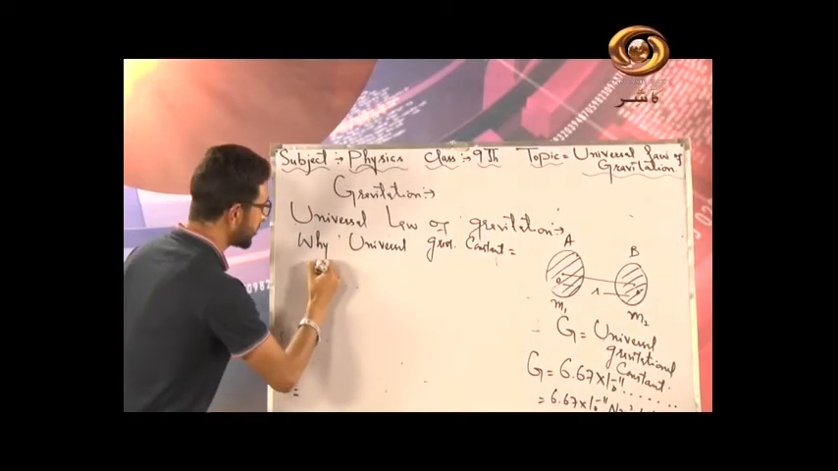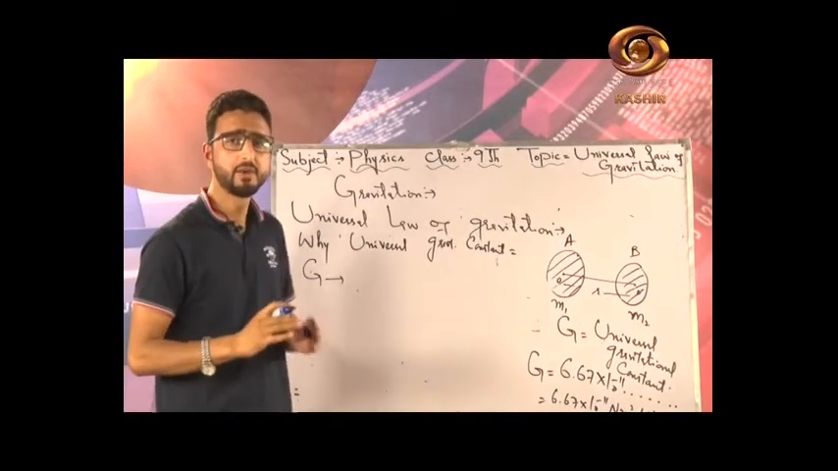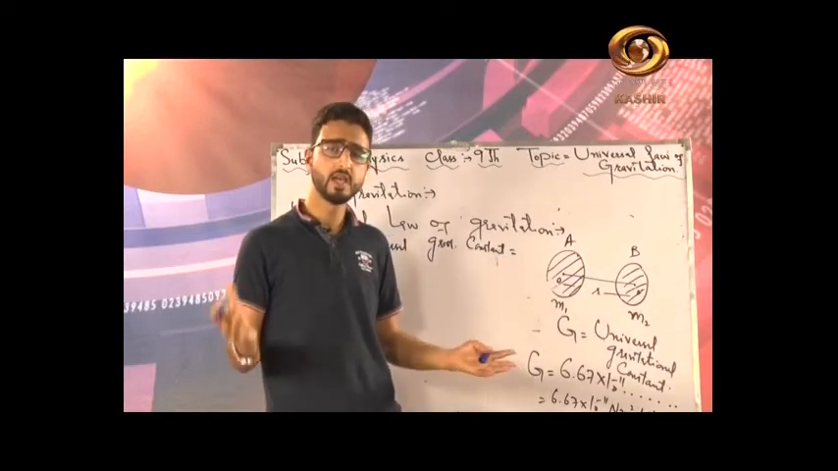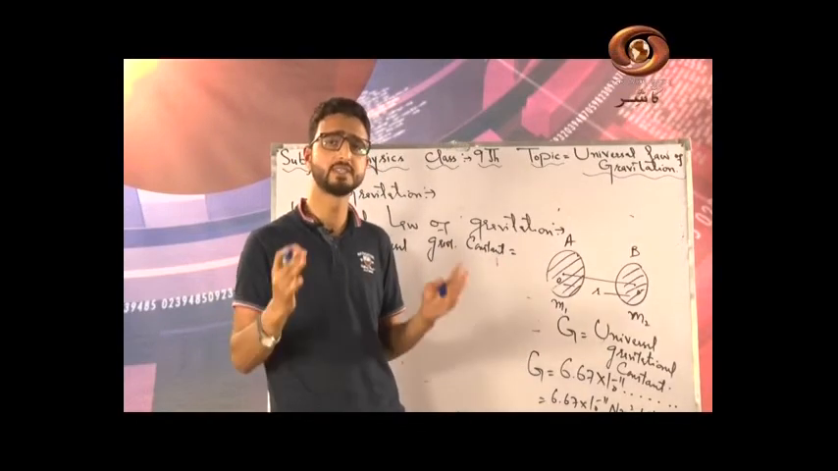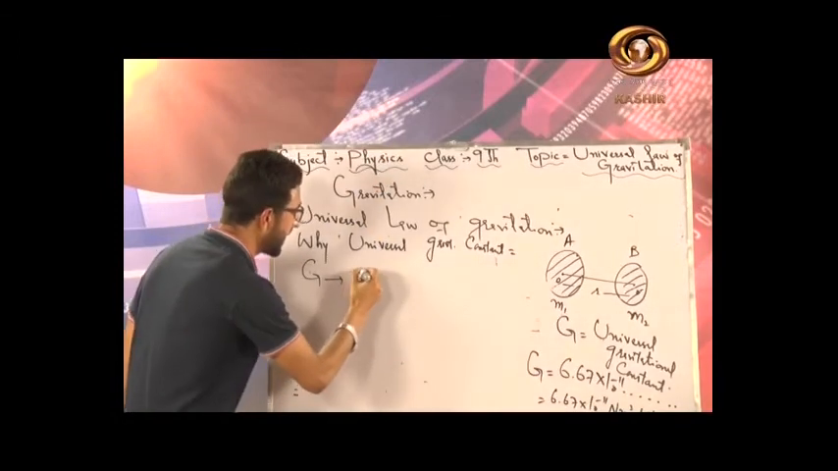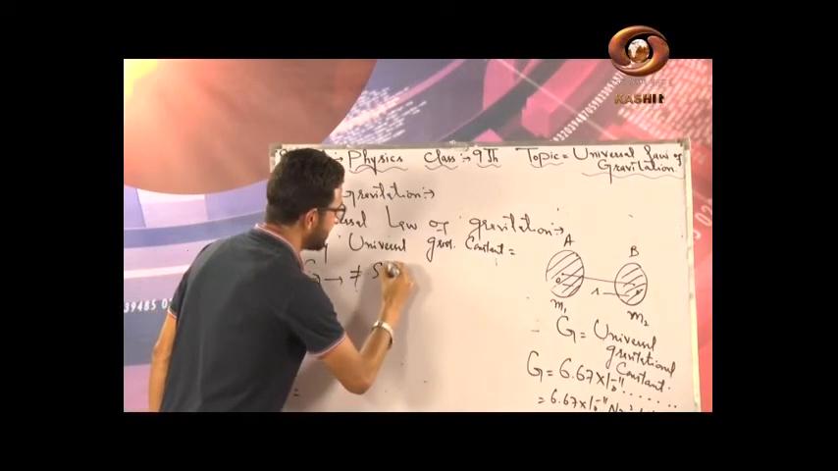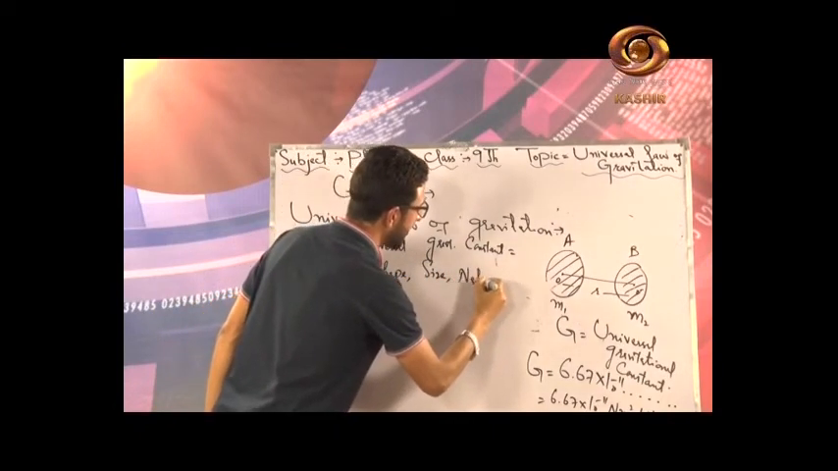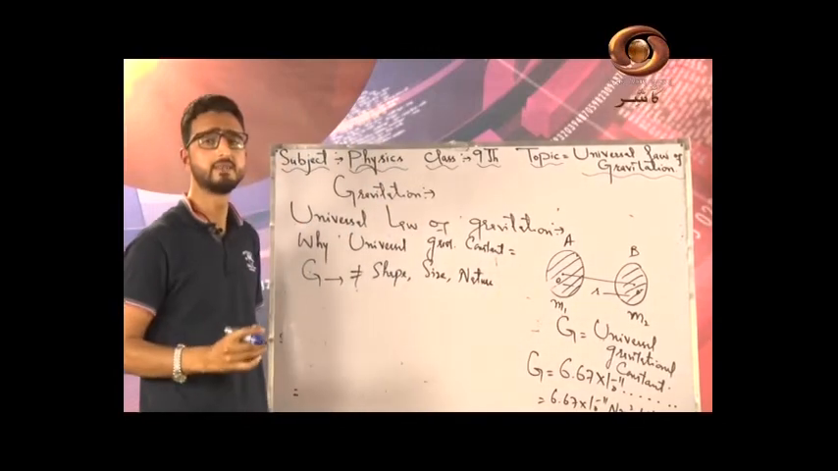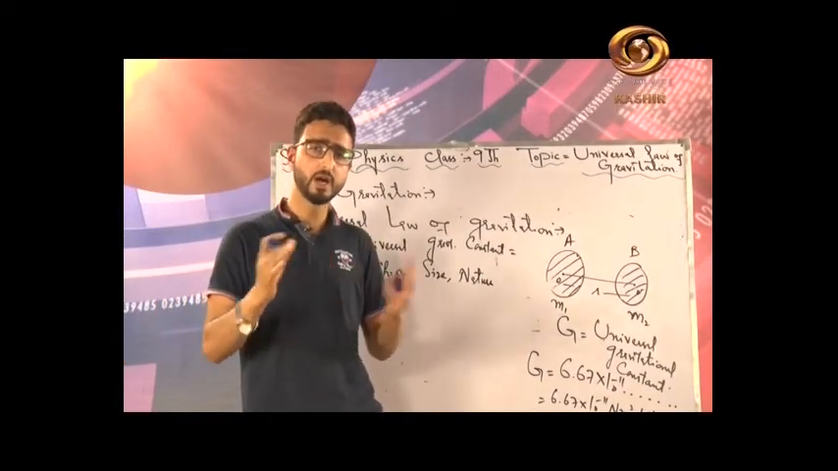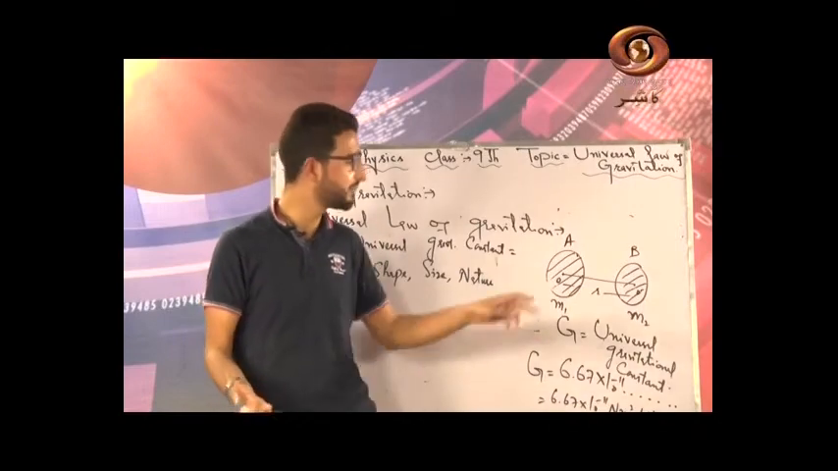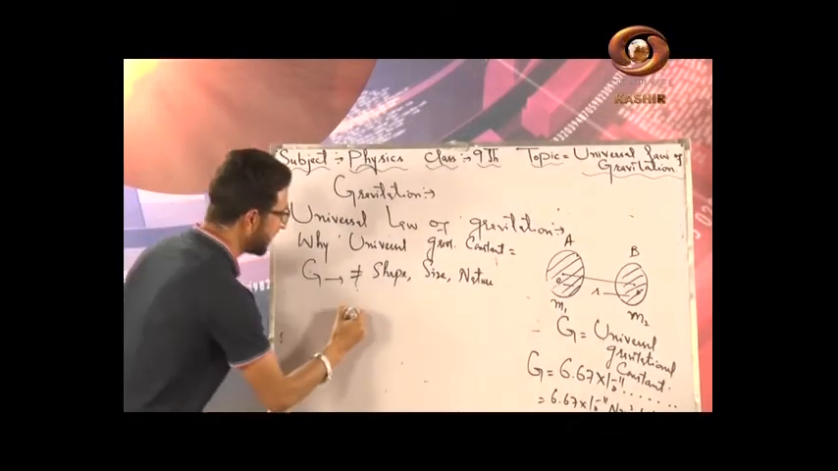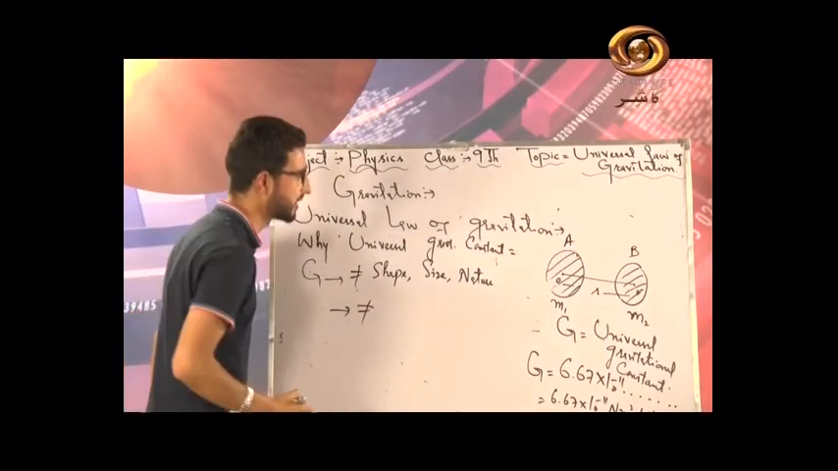Number one, ये जो G है, it does not depend upon the shape of the masses, it does not depend upon the nature of the masses, it does not depend upon the size of the masses as well. I mean, whether the bodies are big or small, or whatever is the shape of the two masses, G is still the same. और एक और reason है why this is called the universal gravitational constant.